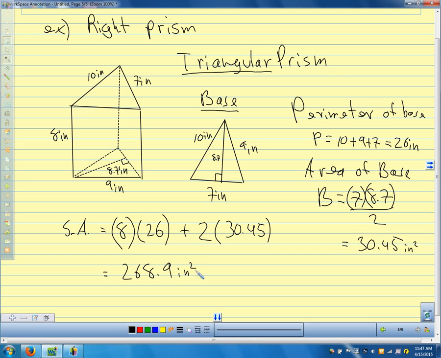So there's a little work that goes into finding the surface area of a prism. Sometimes for the base, you might have to use the Pythagorean theorem on a triangle. You might have to use special right triangles to figure out some missing sides. You might have to use trigonometry to figure out missing sides or to figure out the height. So all of the things we've talked about in the past come back to finding areas of bases of prisms. All right, questions on that example?